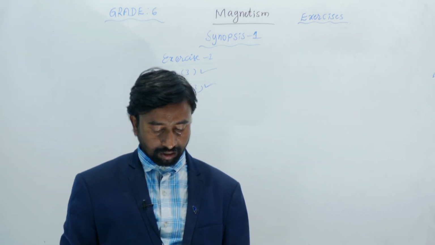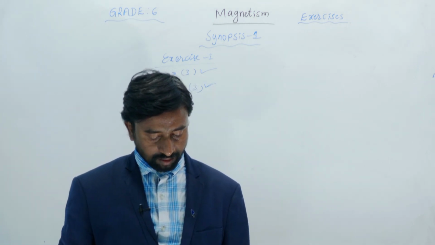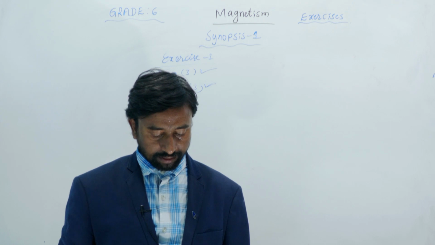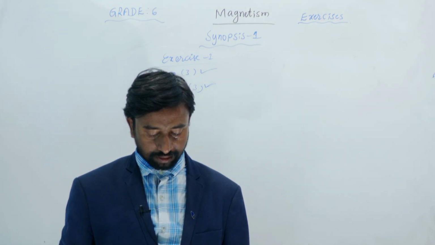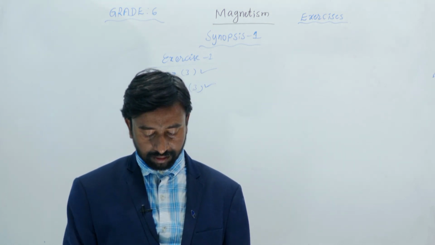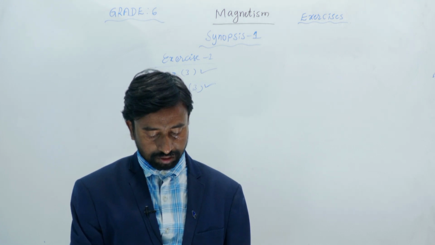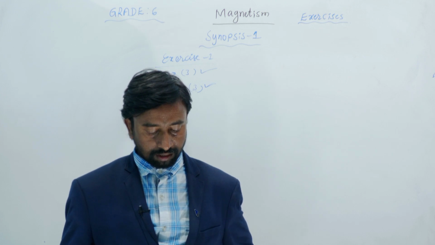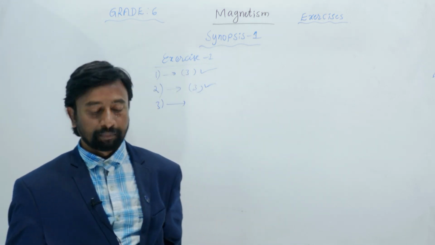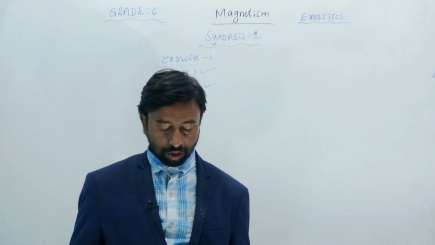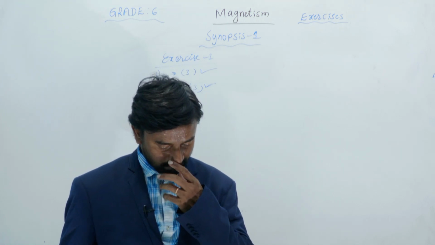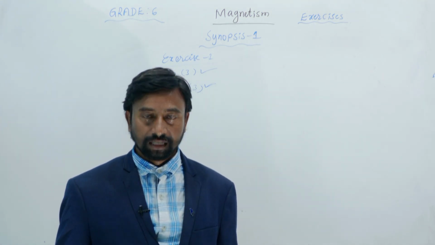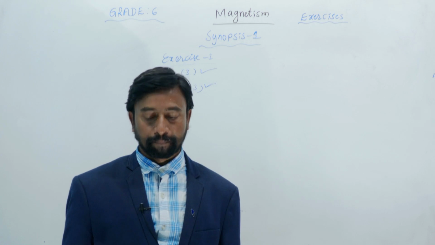A metal scrap contains steel, copper, zinc, nickel and iron. Which metals can be removed from the scrap with the help of powerful magnets? Okay, so the scrap is there. In that scrap it is given steel, copper, zinc, nickel, iron. So which of them can be separated from all the metal scrap?